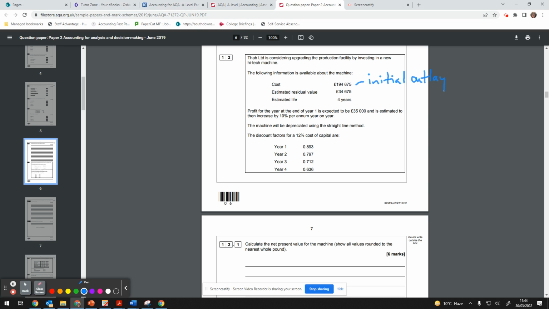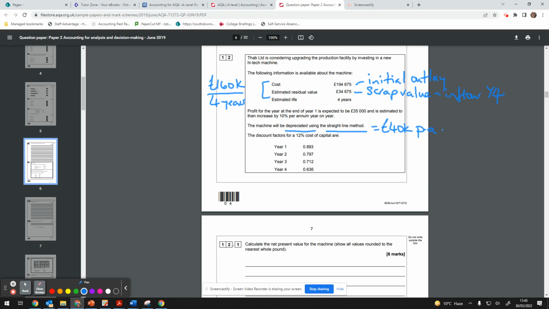The estimated residual value is 34,675. That's what they anticipate they'll be able to sell it for at the end. So that's going to be the scrap value, which is going to be an inflow at the end of year four. Okay. And then the estimated life is 4 years. So the reason they're telling us that is so that we can work out the depreciation. Remember that the depreciation is the cost minus the estimated residual value divided by the estimated life. So the cost minus the estimated residual value is going to be 160,000. If we divide that by 4 years, that means that depreciation, because it's done on the straight line method, is going to be £40,000 per annum.